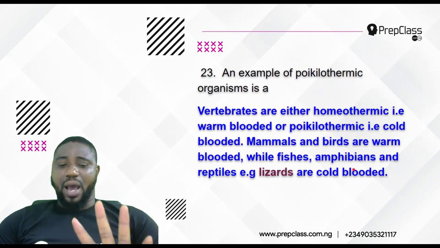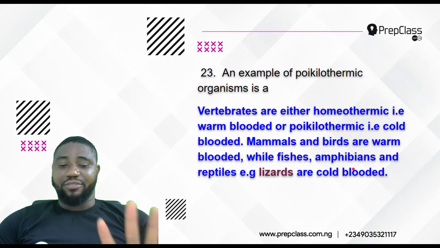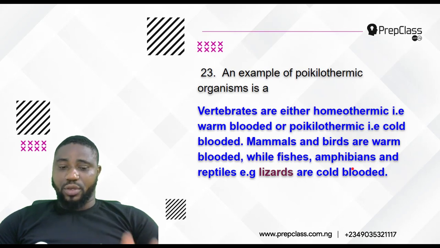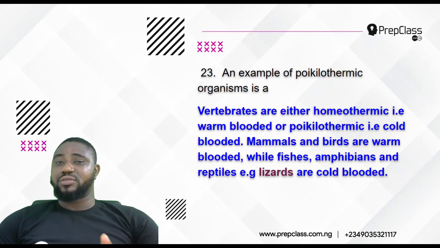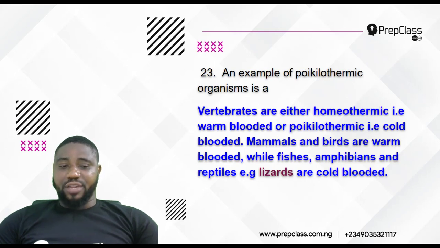Let's start with the simplest. We have the fishes, the amphibians, the reptiles, the birds and mammals. The last two, birds and mammals, are homeothermic, that is, they are warm-blooded. The first three, fishes, amphibians and reptiles, are cold-blooded.